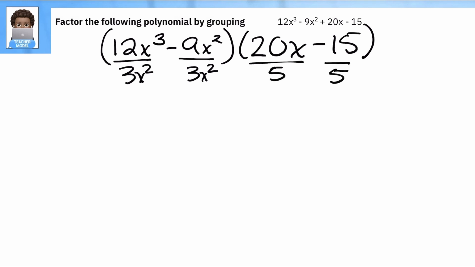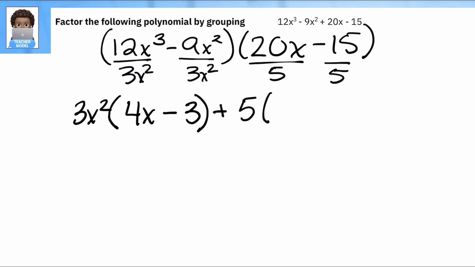Okay, so I'm going to do the first set first. I'm going to factor 3x squared, and I get 4x minus 3. And in the second set, I'm going to factor out the 5, and I get 4x minus 3 as well.